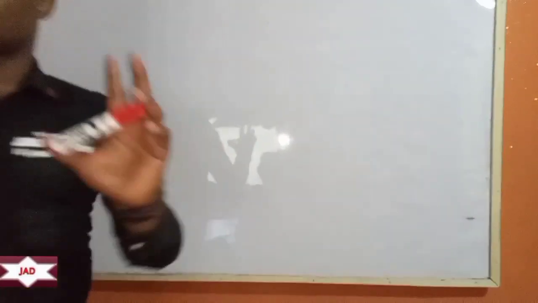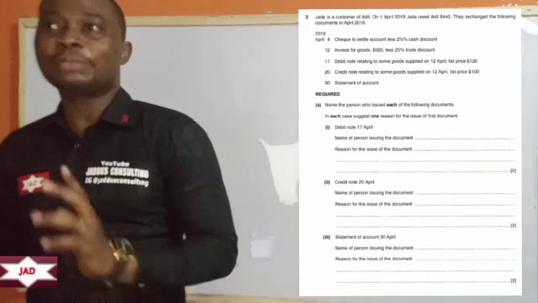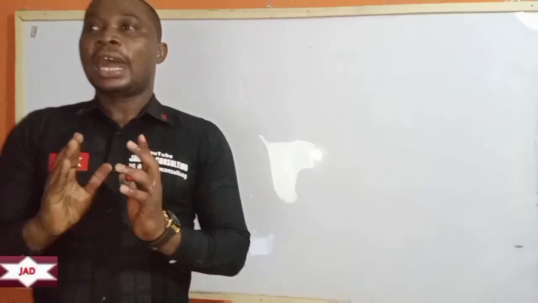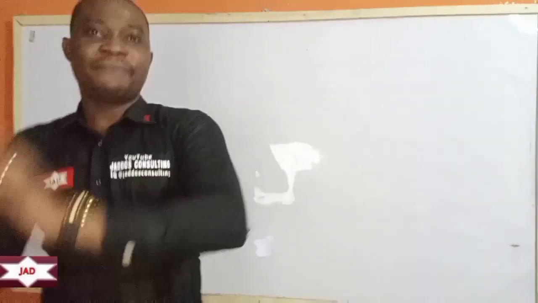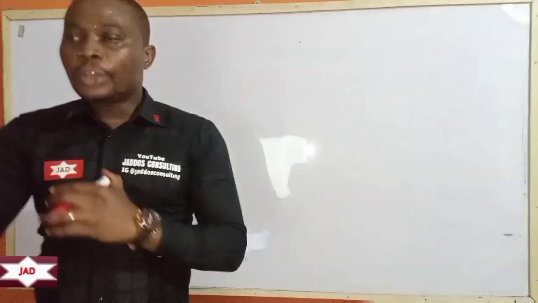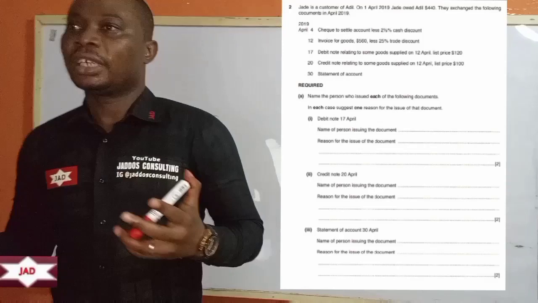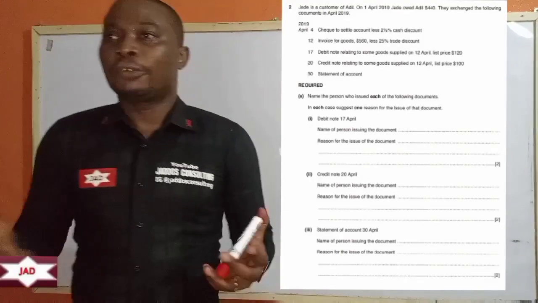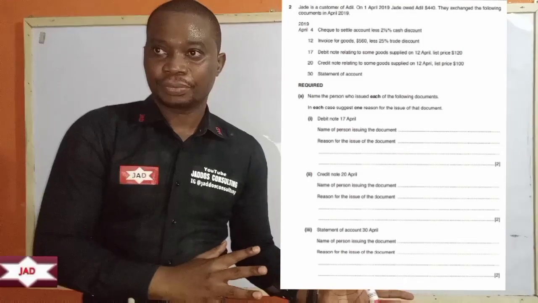If you look at the transactions, we have Jade being a customer of what? Adi. So what it means is that Jade is a debtor to Adi, and Adi is what? A vendor or a creditor to what? Jade. So now we've seen some transactions between them. Check was issued to settle what Jade is owing Adi. Okay, and then there's an invoice for goods. That means Adi supplied Jade some products.